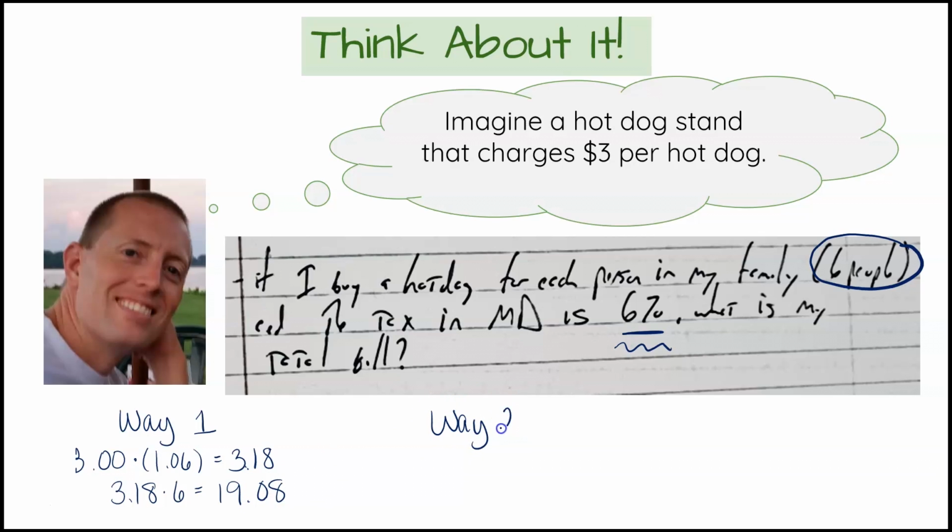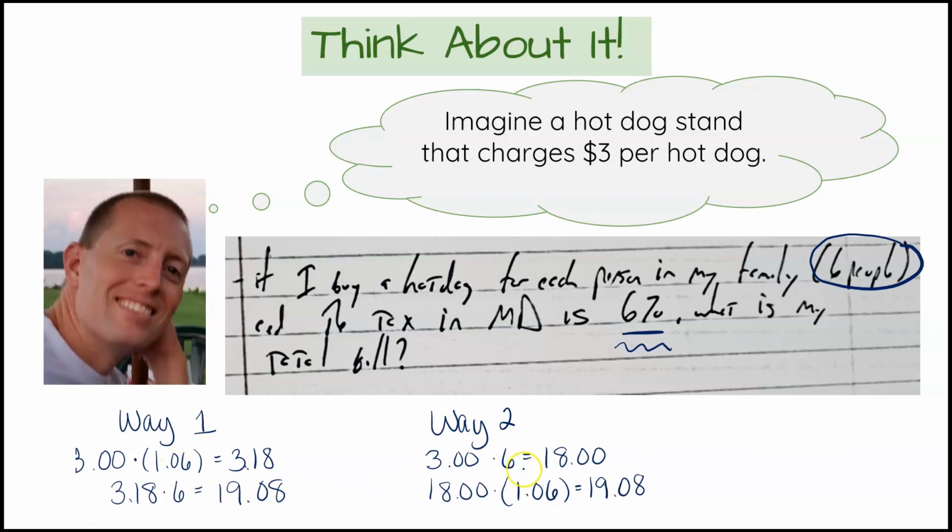Okay. But I didn't do it that way. I did it the second way. And I think this is a little bit easier. So I can take $3 per hot dog and multiply that by 6, which would give me $18. And then I have to add the sales tax onto that. And so $18 times 1.06 is $19.08.